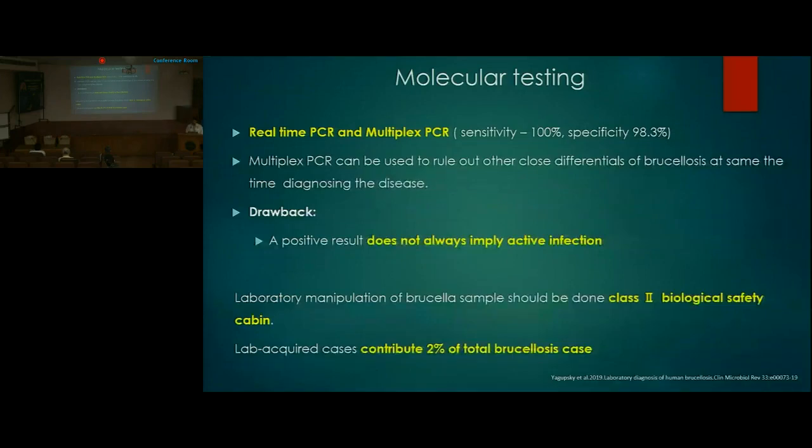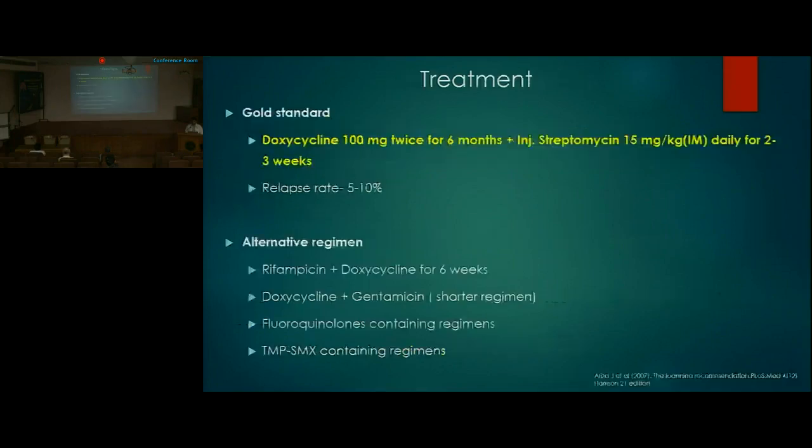Laboratory manipulation of Brucella should always be done in a class 2 biological safety cabinet. Lab-acquired infections contribute to about 2% of the total cases of brucellosis. Coming to the treatment, the gold standard treatment is doxycycline 100 mg BD for 6 months.